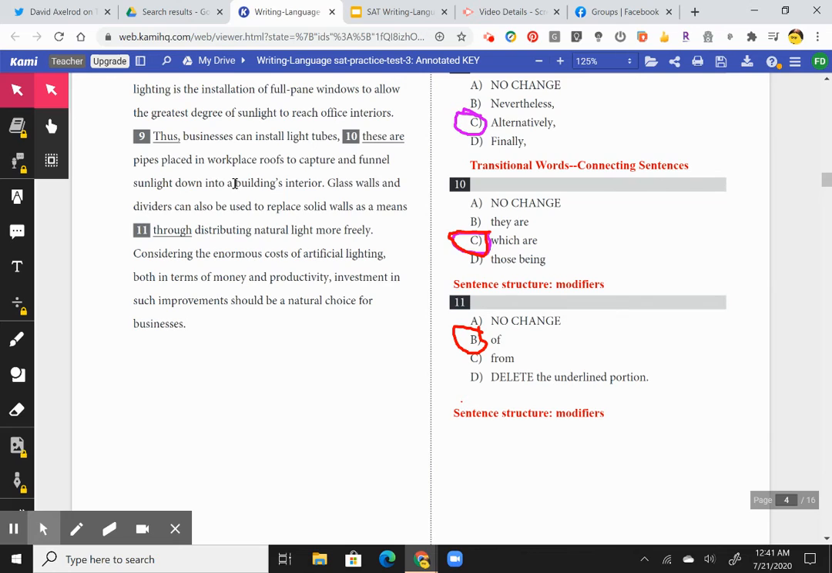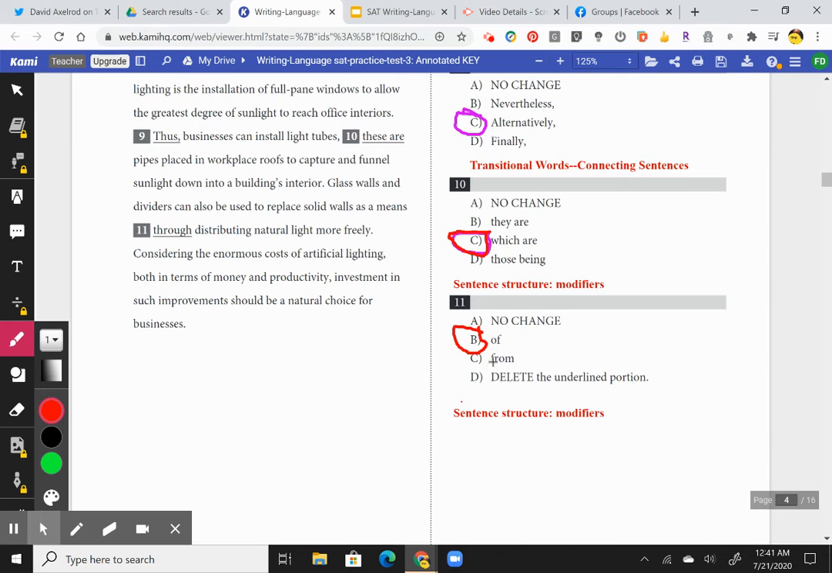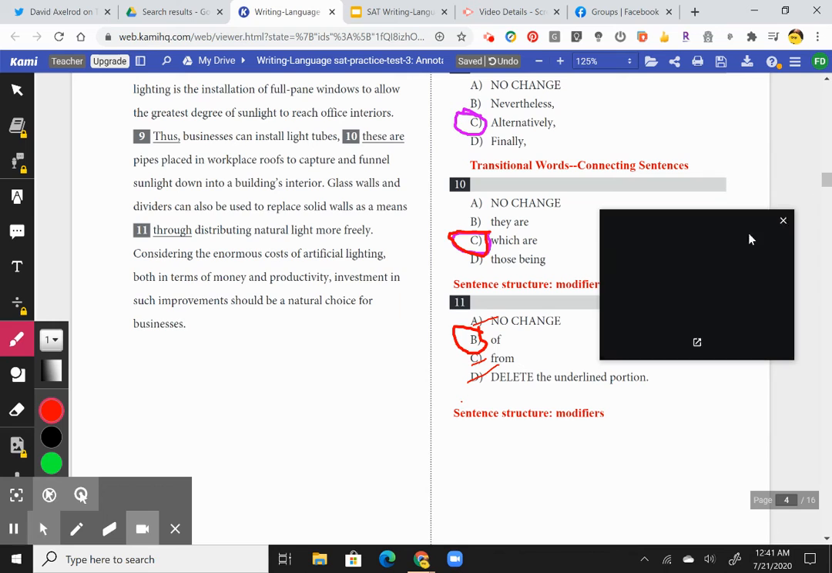Glass walls, and I don't need the sunlight stuff. Glass walls and dividers can also be used to replace solid walls as a means of, now this is one where I would just try them. Through distributing the natural light more freely? No. Of distributing, a means of? Yes, that would work. A means from distributing? No, that doesn't sound right. Delete the underlined portion: as a means distributing, that doesn't work. That doesn't make any sense either. So sometimes we just go through them and decide if they make sense, and we can eliminate the ones that do not. And so the best choice here is B.